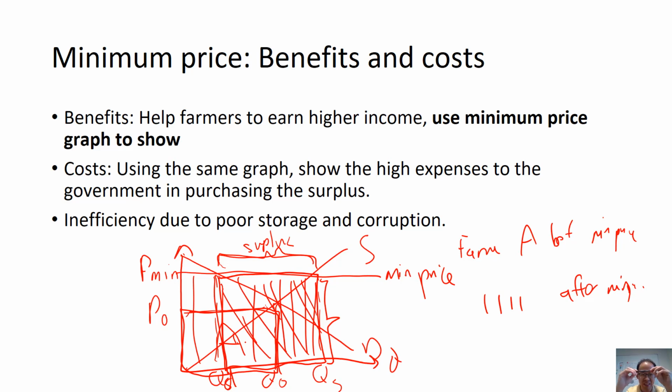And as we read the case study, there's some inefficiency because after the government buys up the surplus, they have to store them. And when you don't store them properly, a lot of crops are going to spoil. There's also a lot of corruption when it comes to the government managing this surplus stock. So there's some cost to efficiency that you can mention for this particular question.